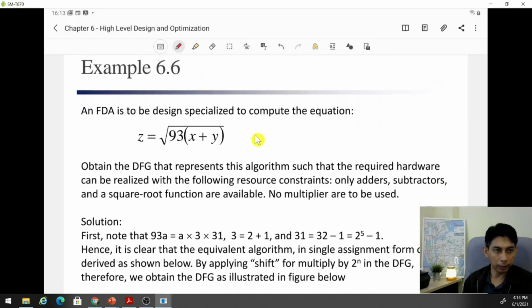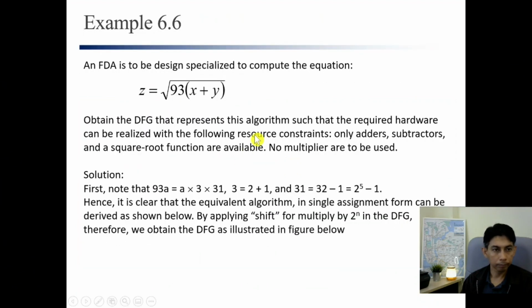So next is example 6.6. The next example is this one. For this, an FDA, fully dedicated architecture, is to be designed, specialized to compute the equation below. Obtain the DFG that represents this algorithm such that the required hardware can be realized with the following resource constraint. Only adder, subtractor, and square root functions are available. No multiplier is to be used.